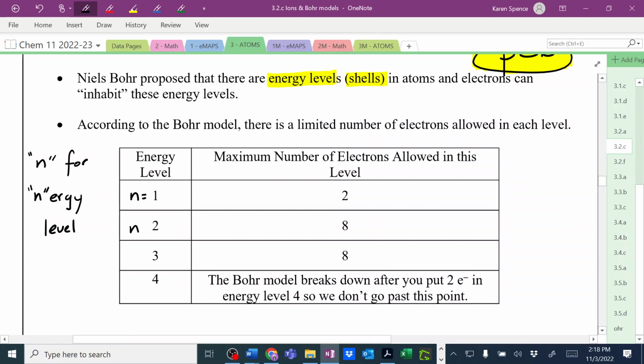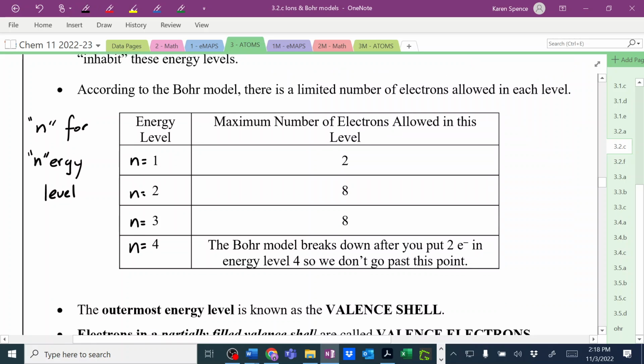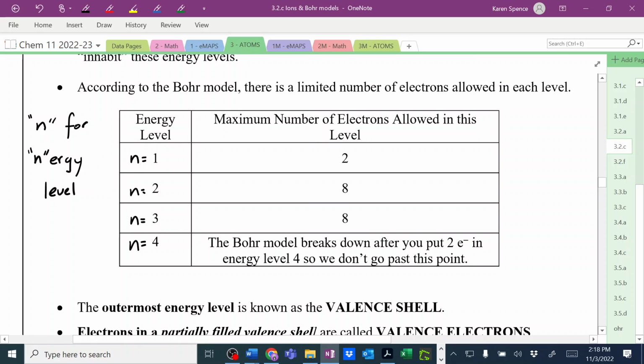At energy level equals 2, you can have a maximum of 8 electrons. At energy level 3, you can have a maximum of 8 electrons. And at energy level 4, the Bohr model breaks down. So once you have put 2 electrons into energy level 4, we will simply never ask you to draw a Bohr model past that, okay? Bohr models only work up to element number 20, which is calcium.